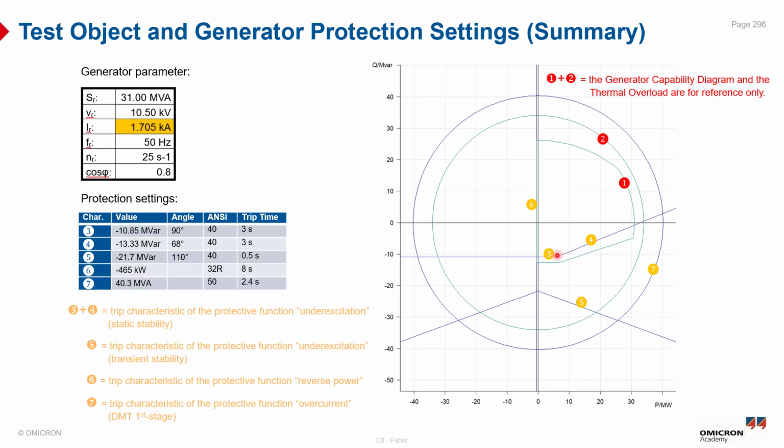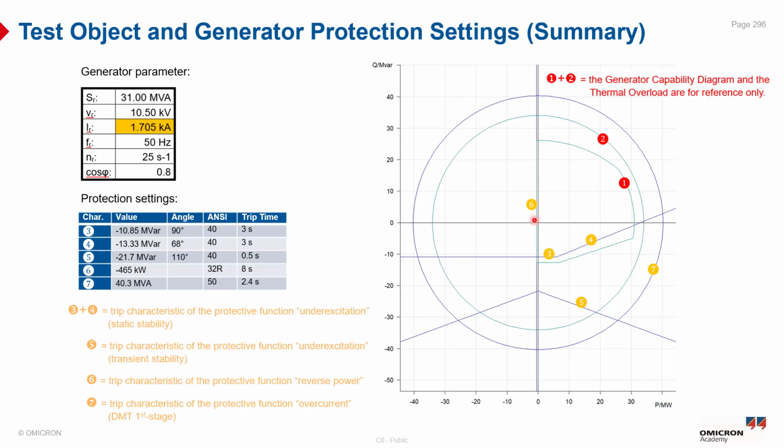On the other hand, symbols 3 and 4 indicate the trip characteristic of the under excitation protection related to static stability, and these zones protect the generator against low excitation conditions that could lead to instability over a sustained period. Zone number 5 corresponds to the under excitation protection for transient stability, which operates faster to detect a sudden loss of excitation.